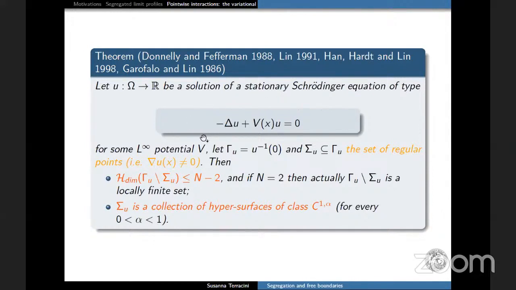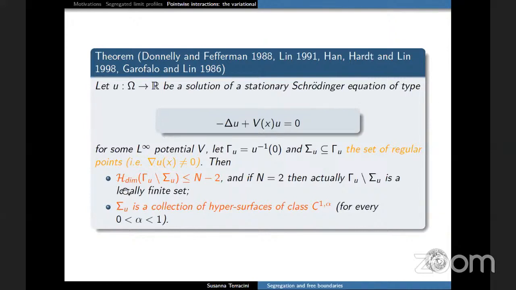Let me recall that if you take one scalar solution of a stationary Schrödinger equation for a reasonable potential, for example, in L infinity, and you take the nodal set of such a solution, then the nodal set has exactly the same structure as I described before.